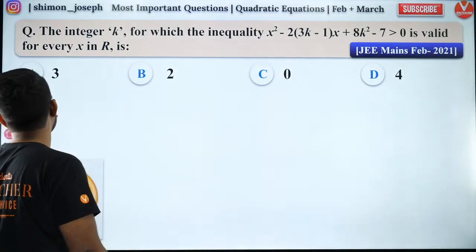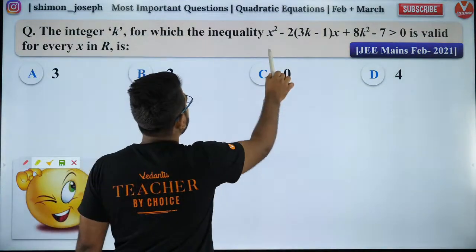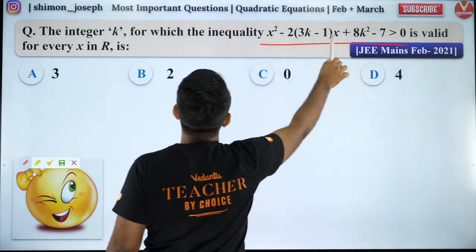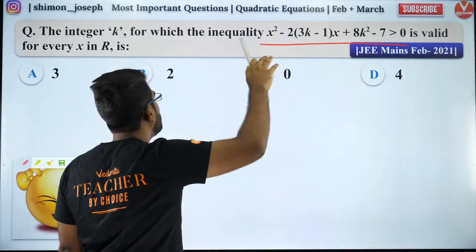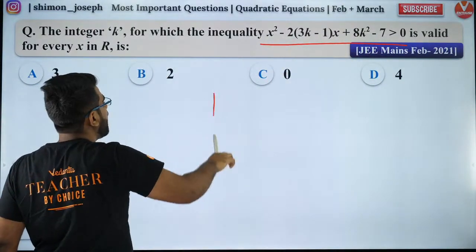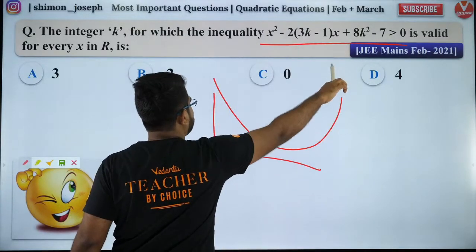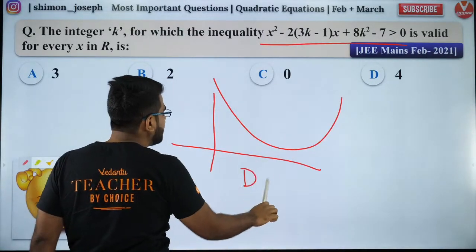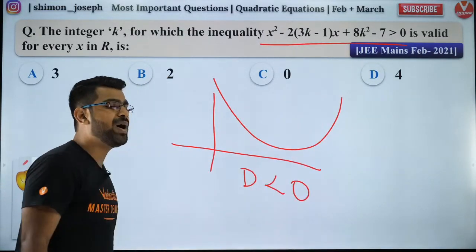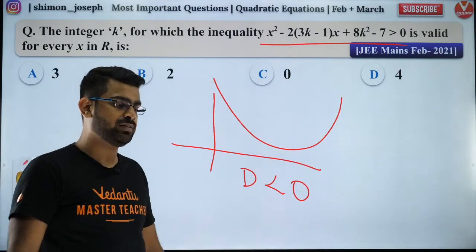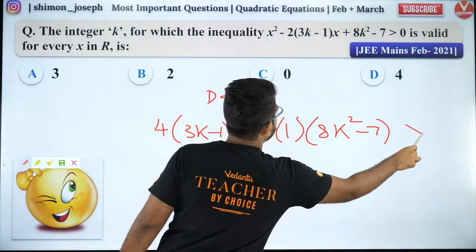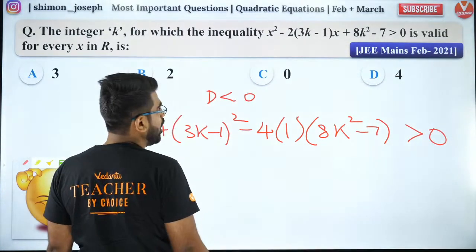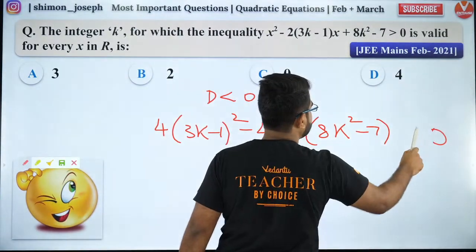Fantastic. Guys, for this question to be true, that means what? You want your quadratic equation to be always above the x-axis. How is this possible? If you want your graph to be always above the x-axis, then your discriminant must be less than 0. Payal was absolutely right. D should be less than 0, right?